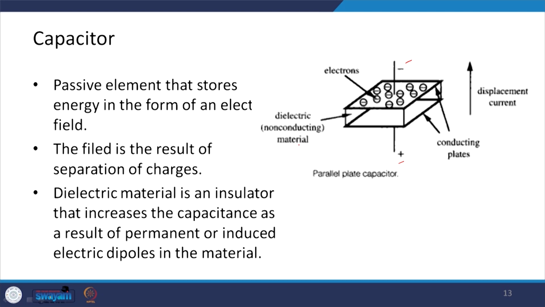Okay. So, the field is the result of the separation of charges, and the dielectric material is an insulator that increases the capacitance as a result of permanent or induced dipoles in the material. Strictly speaking, the DC current does not flow through the capacitor, and charges are displaced through the circuit, and there is a current which we call the displacement current, which is defined for a capacitor.